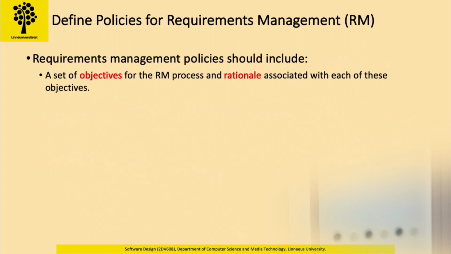And then, what should a requirements management policy include? It should include multiple things, I would think 5 or 6, and all of them should be well defined. If you don't define them well, you will end up having problems managing your requirements, and your requirements might get lost or not well documented, and so on. First of all, you need to define a set of clear objectives for the requirements management process: what you want to achieve and why you define those objectives. So a rationale for each objective.